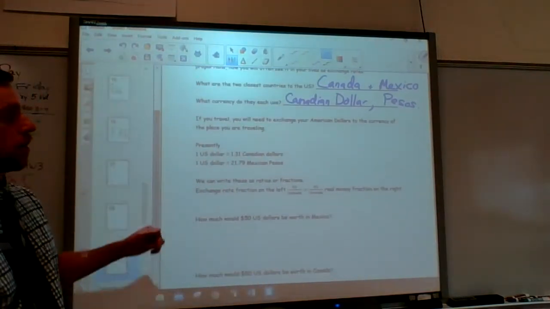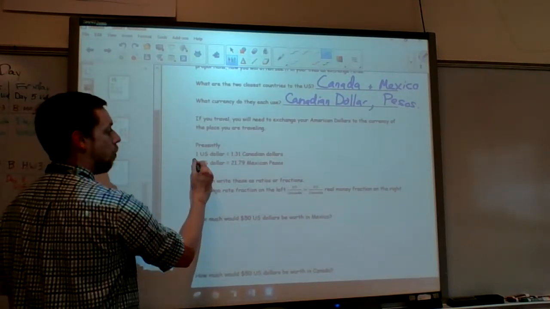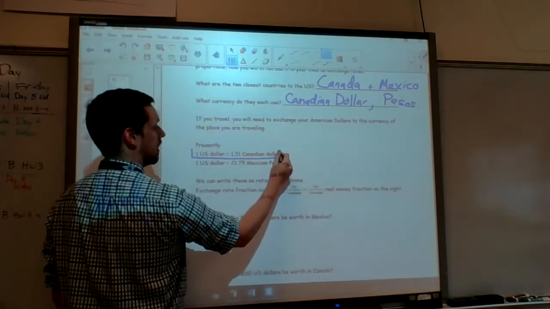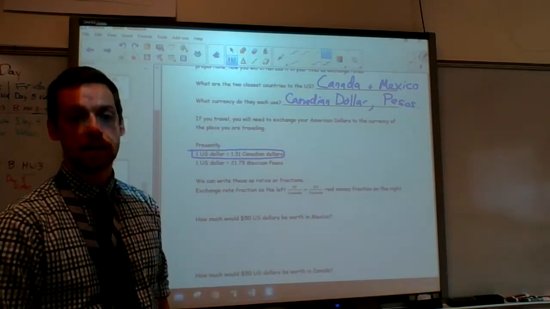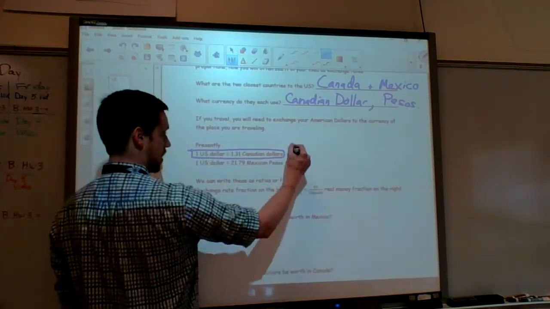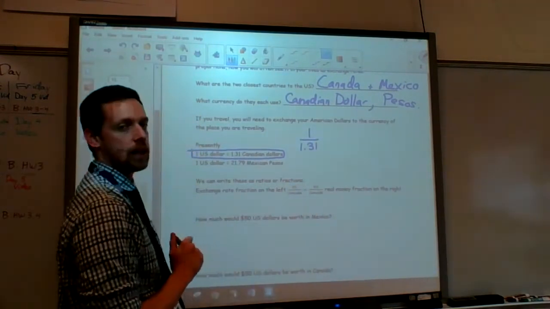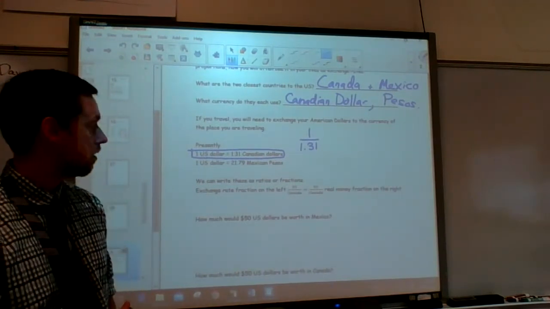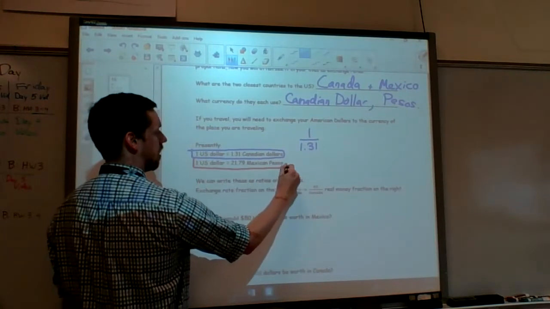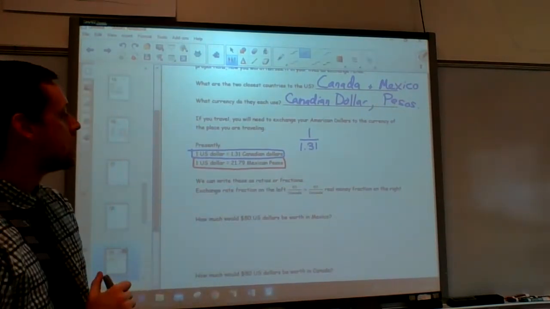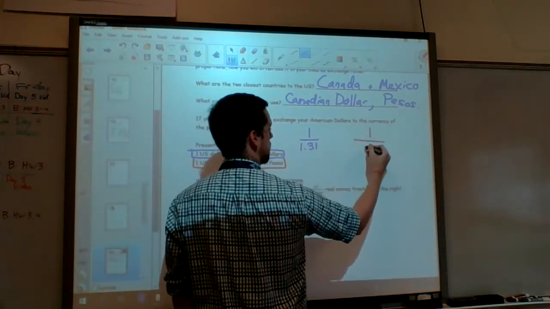All right, so when you travel, you want to exchange American dollars into foreign currencies. Right now, one US dollar can turn into $1.31 Canadian because the US dollar is worth a little bit more than a Canadian dollar is. So one of our exchange rates is one US dollar over $1.31 Canadian. That's the exchange rate. For Mexico, one US dollar can turn into about 21.79 pesos.